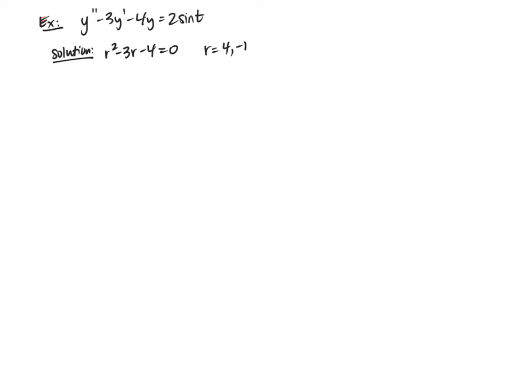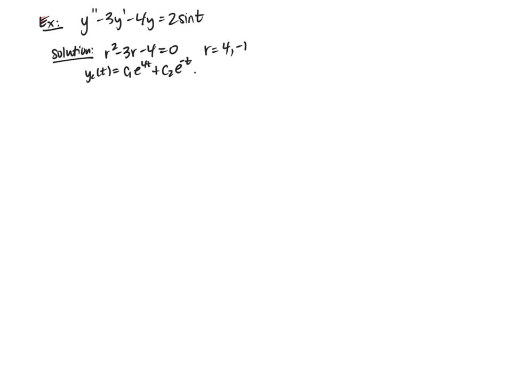So let's find a solution to this differential equation. Okay, so our characteristic equation is r squared minus 3r minus 4 equals 0. So that gives us the solutions r equals 4 and negative 1, same thing we had before. So our yc of t, again, is c1 e to the 4t plus c2 e to the negative t.